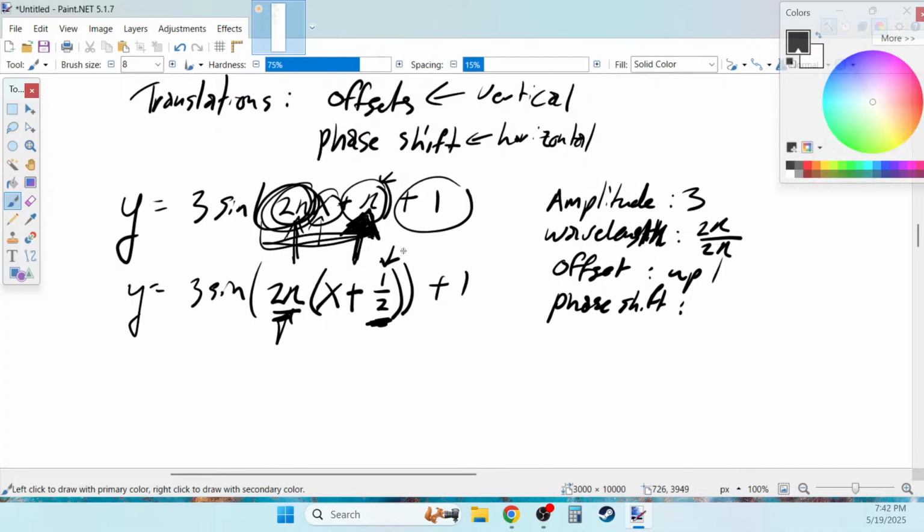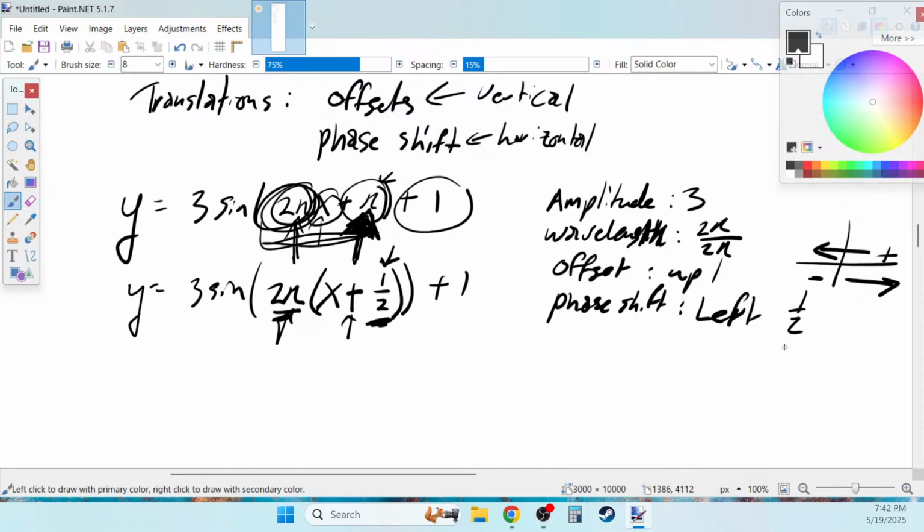is the phase shift. Plus means we're going to move to the left. This is going to go left by 1/2. And yes, it might seem counterintuitive. Positive will go that direction. Negative will go this direction for phase shifts. Okay? So it's going to be left 1/2. Our offset is up 1. Our phase shift is left 1/2.